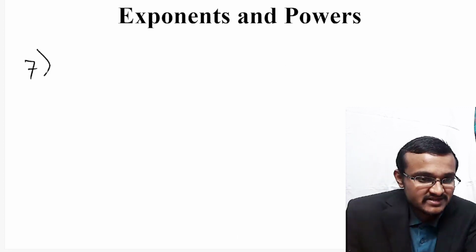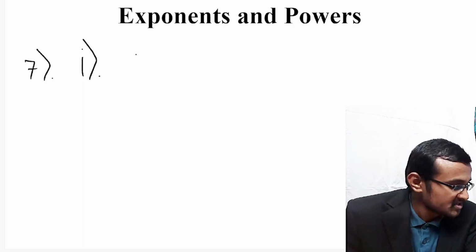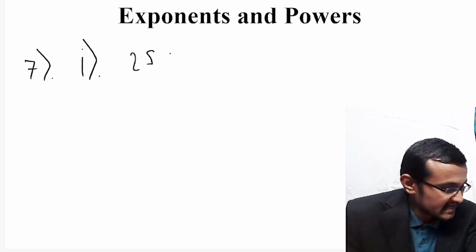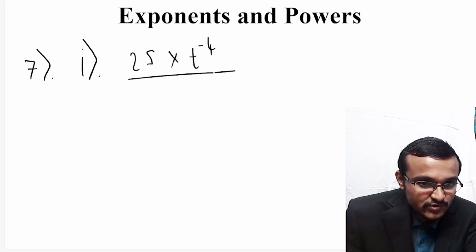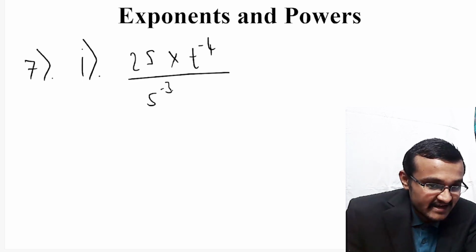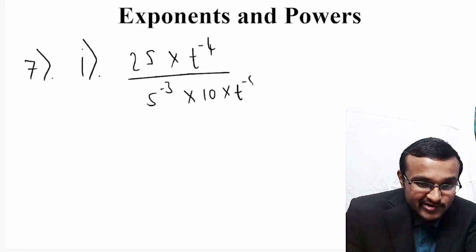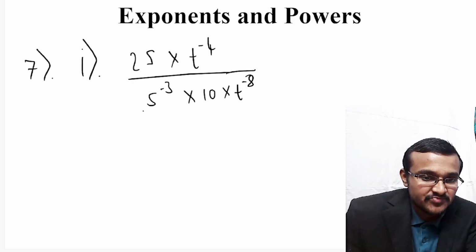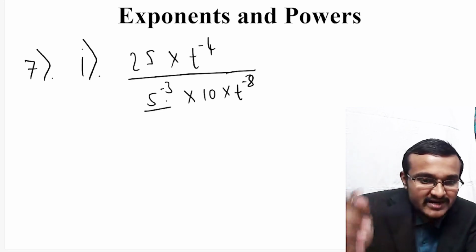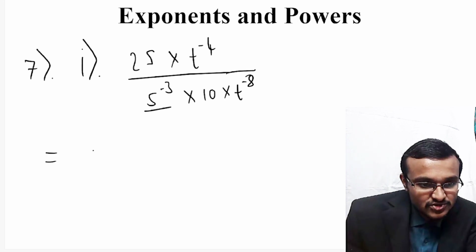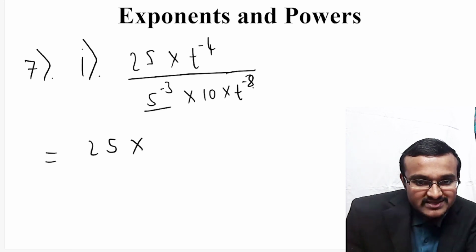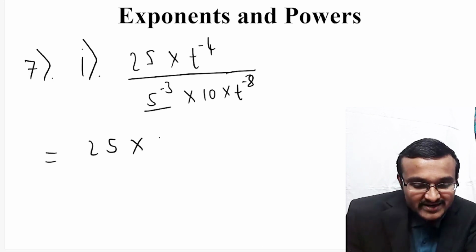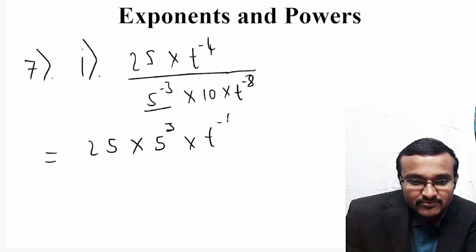So coming to the seventh question, here also you should simplify certain things. The first question they have is 25 into t power minus 4 divided by 5 power minus 3 into 10 into t power minus 8. Now you should solve this. Bring this 5 power minus 3 to the numerator, it will become 5 power plus 3. So this is equal to 25 into t power minus 8, which when brought to the numerator becomes t power plus 8. So 5 power plus 3 will be in the numerator into t power minus 4 into t power plus 8.